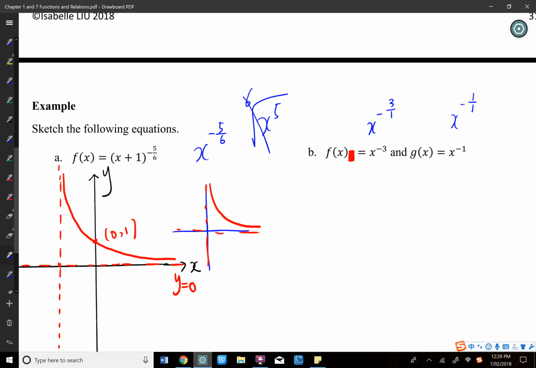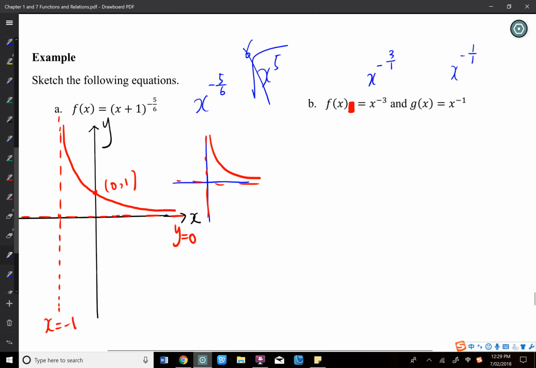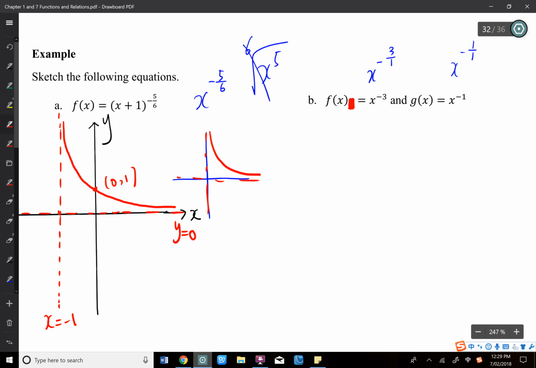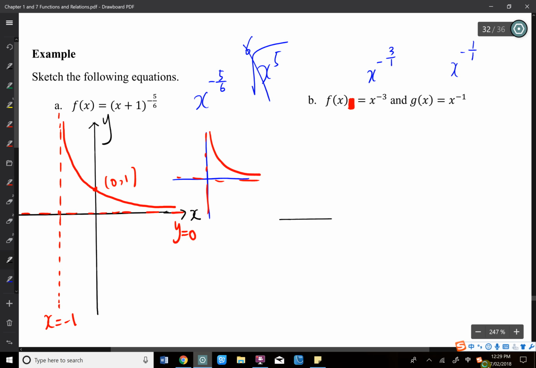First and third. Let's sketch x to the power of -1 first. That's just the rectangular hyperbola. So we sketch that one as the base one first. Okay, asymptotes. Don't forget your asymptotes.